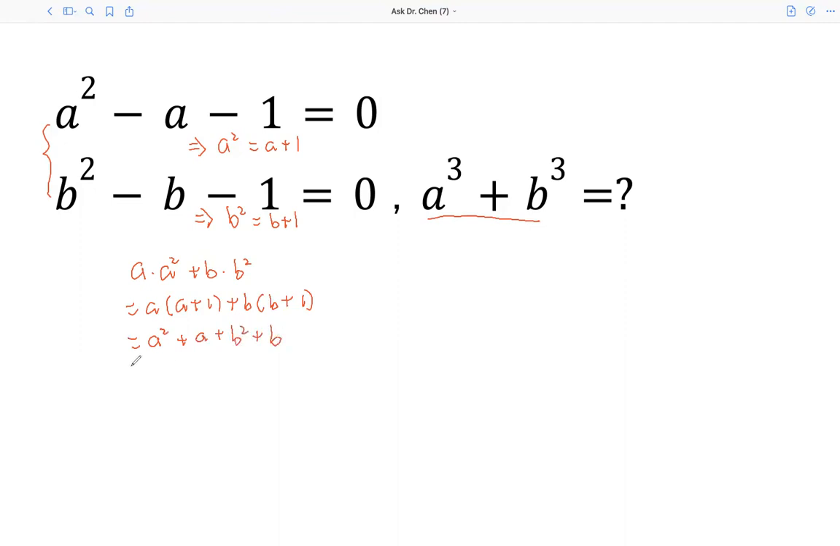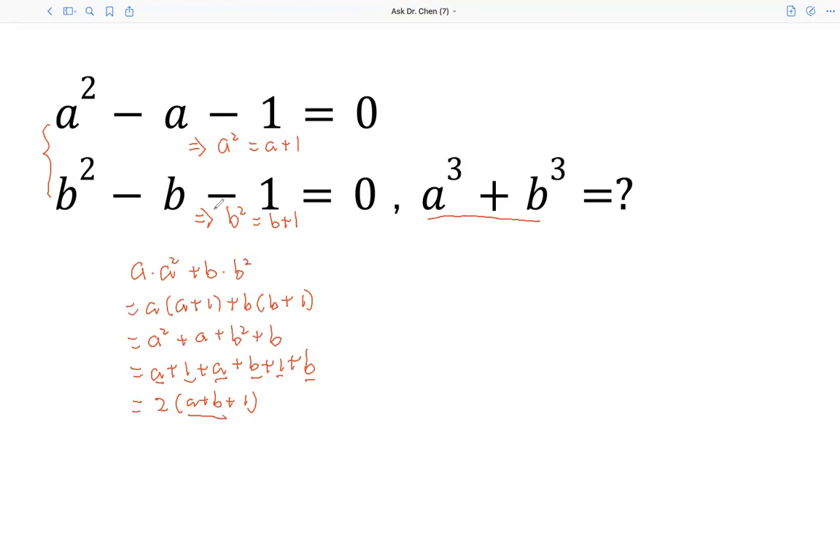Now again, use a squared as a plus 1. Use b squared as b plus 1. So we see a cube plus b cube becomes linear now. So 2 times a plus b plus 1. We have two ones here. Okay, so that means we need to find a plus b.